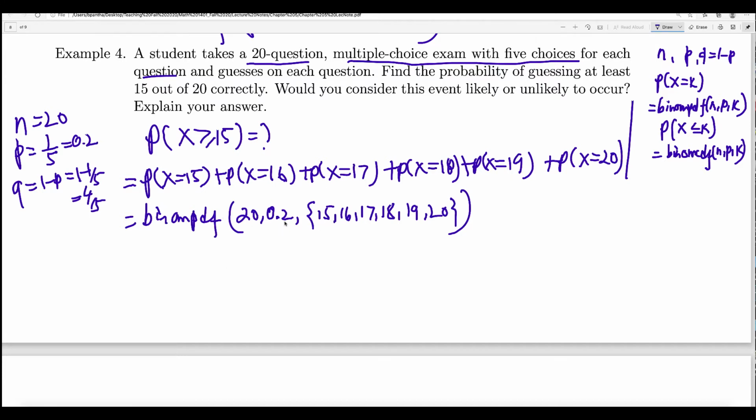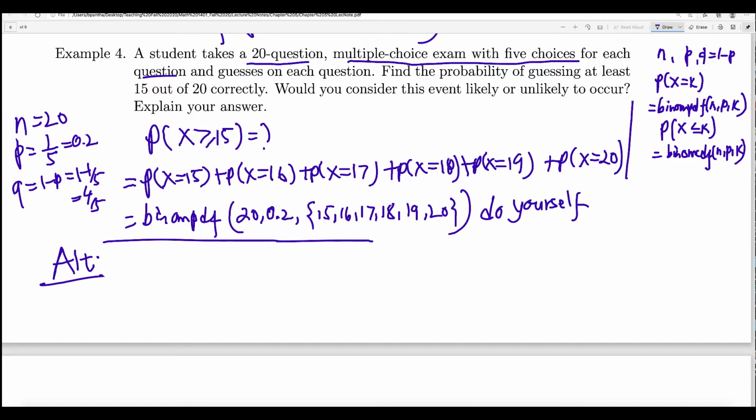You can do this problem another way. How do you do that? The total probability from 0 to 20 is 1, but you want to find out greater than or equal to 15. So greater than or equal to 15 is the same as the alternative method. Complete this method yourself.